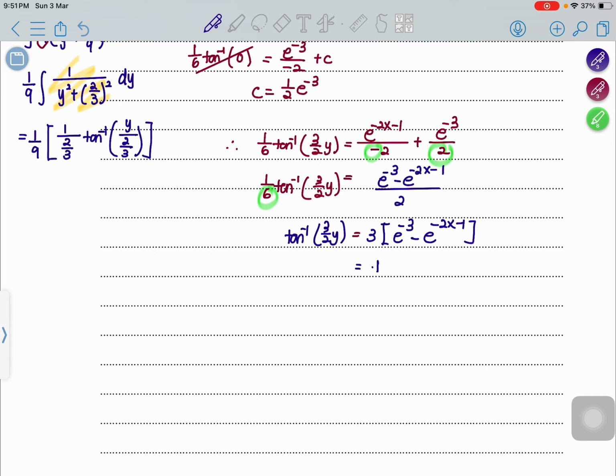The tangent you move over. Maybe at this point I just want to expand them to make my life easy. And then I will have 3 over 2 y. Okay, now rather than doing one more step, I'm just going to erase that and then bring it over to the other side. So it's going to be 2 over 3 here. So this part is done.